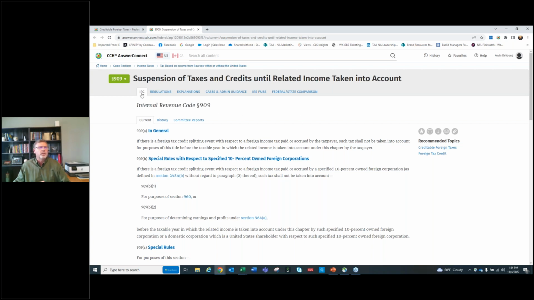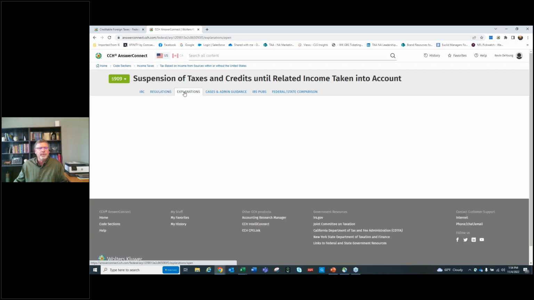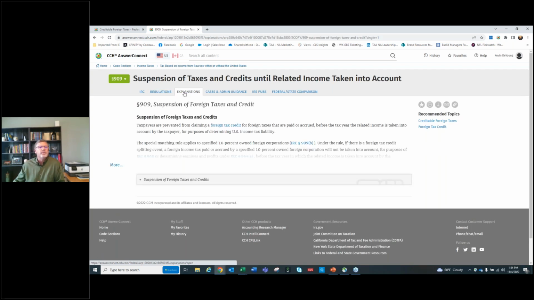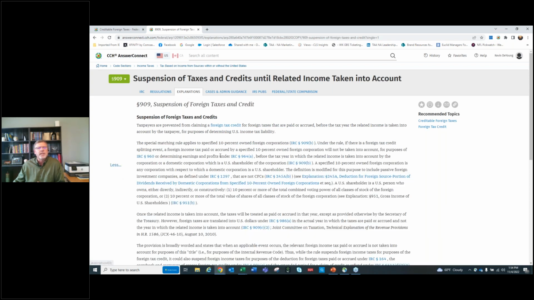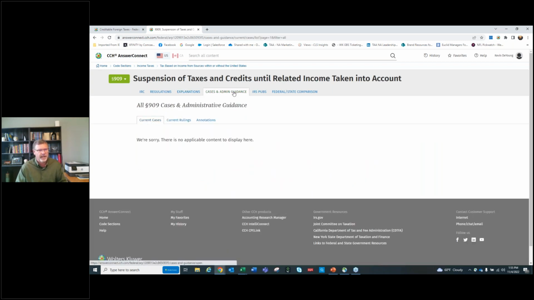So if we work from left to right, you've got your code section. From here, we're able to go in and take a look at all of the regulations related to 909. Jumping further as we again move from left to right in that process workflow, moving into the CCH explanations that are interpretive guidance regarding this specific topic. Then, as a researcher, do you need to get into the cases, the administrative guidance, the rulings, the annotations? That information would dwell here as well.